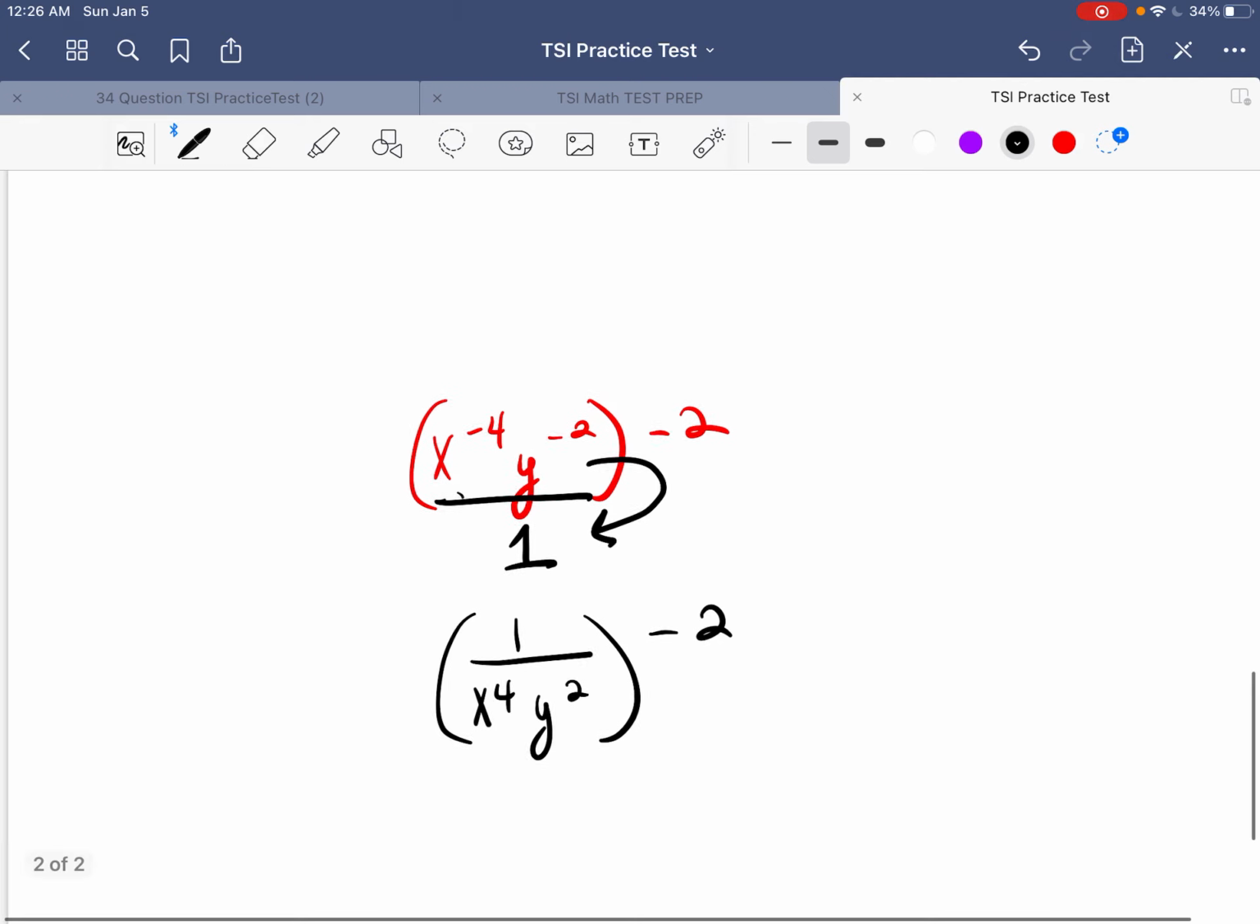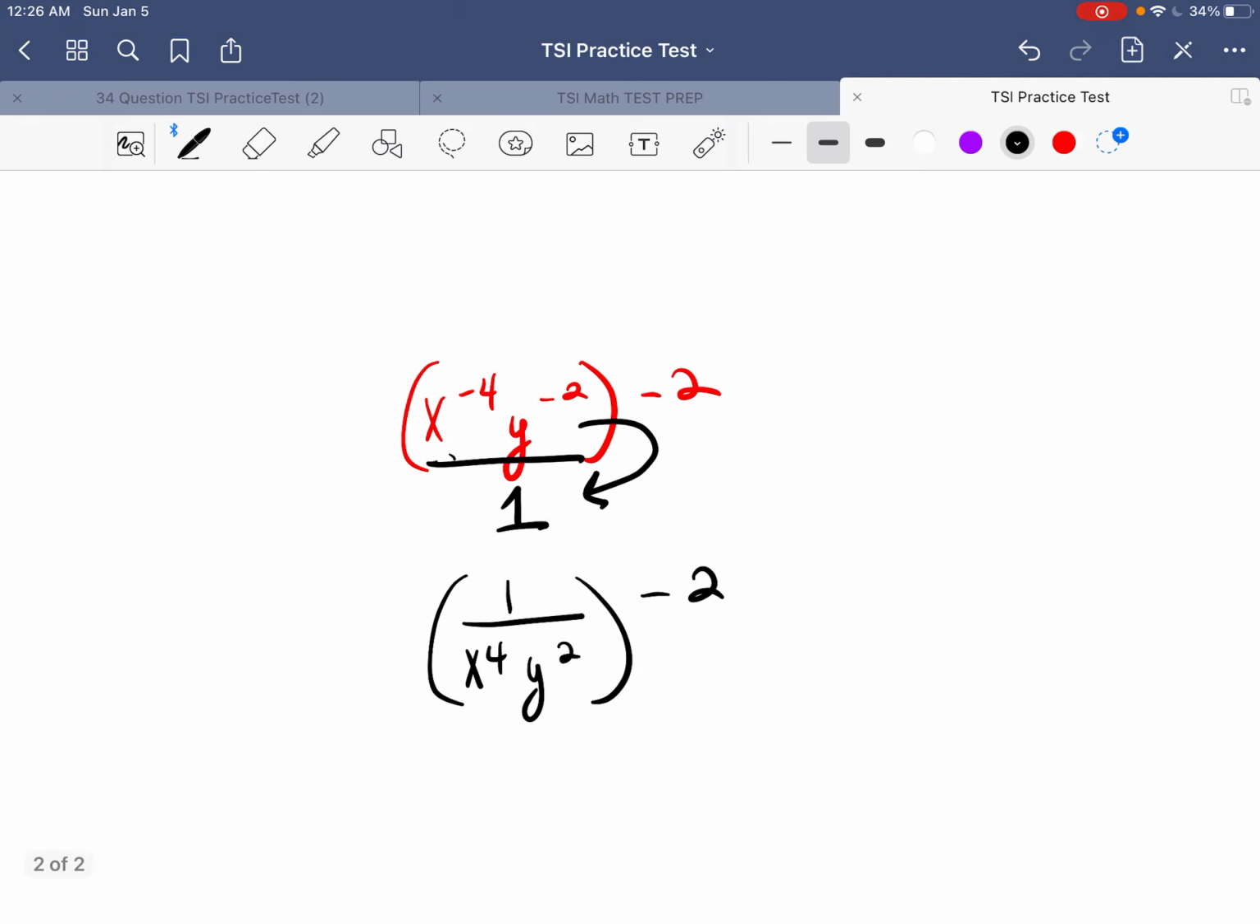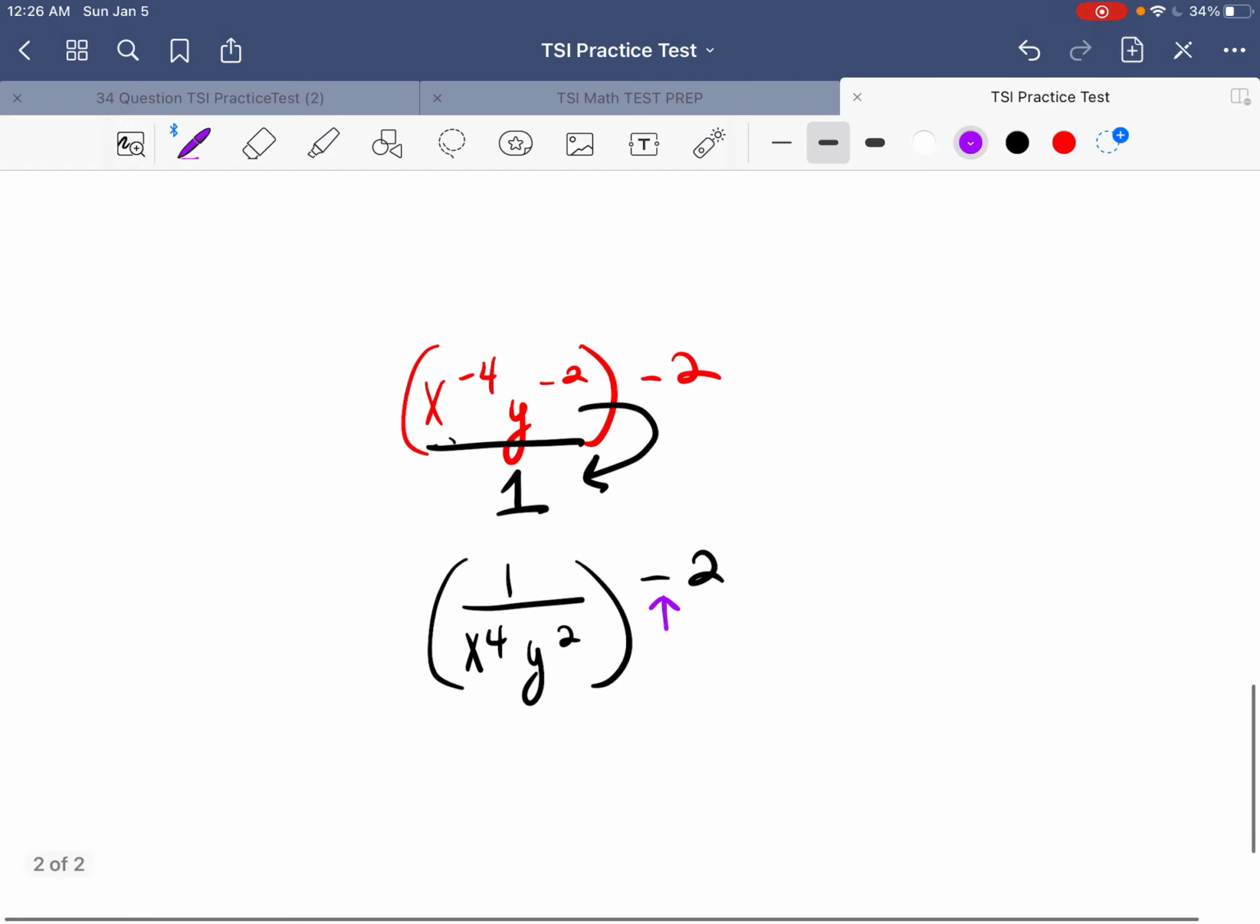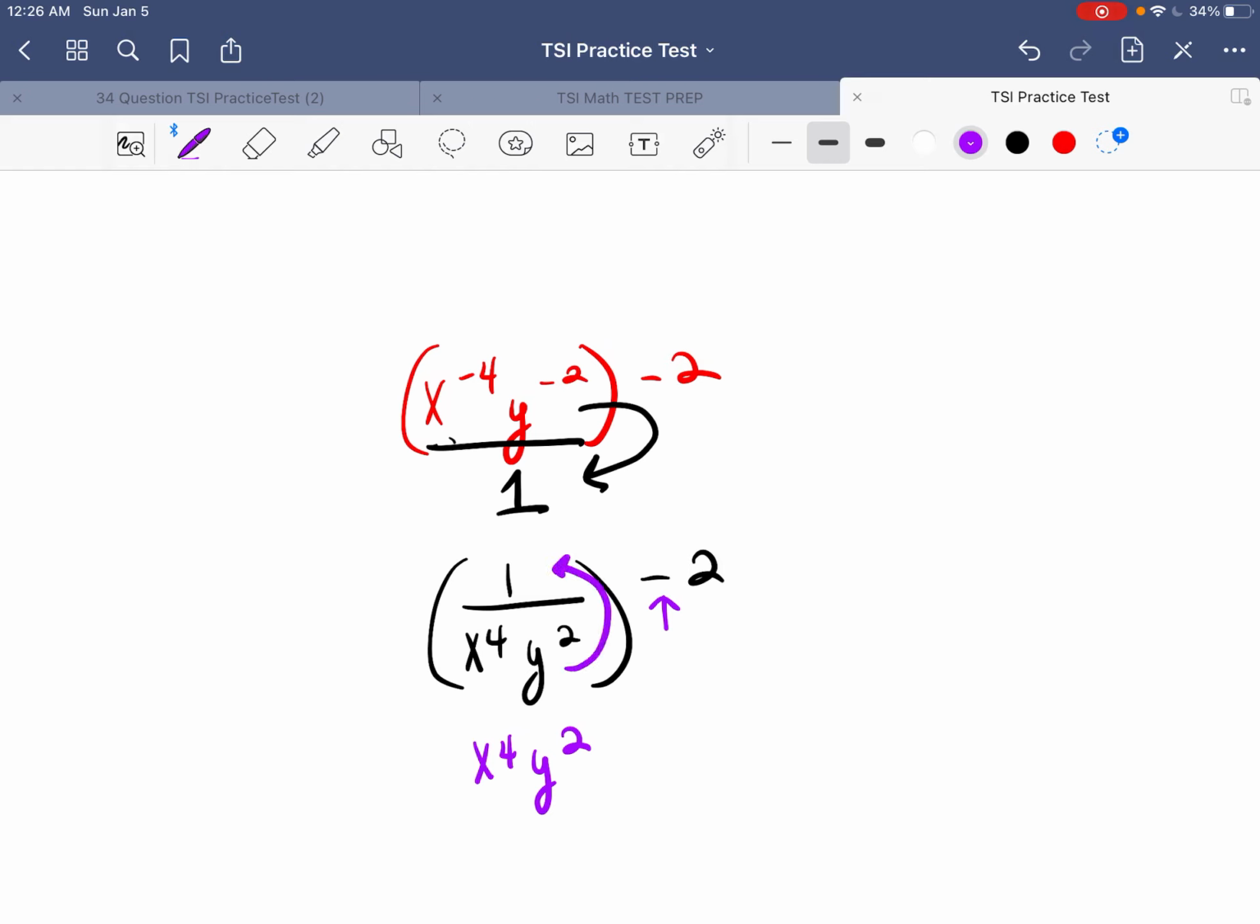Now I've done everything on the inside of the parentheses. Let me go ahead and deal with this negative 2 exponent. So this negative exponent, it's going to tell us to flip again. So it can seem a little silly, but I follow the rules. So now instead of it being on the bottom, I'm putting it back on the top. And now that 2 becomes a positive 2.